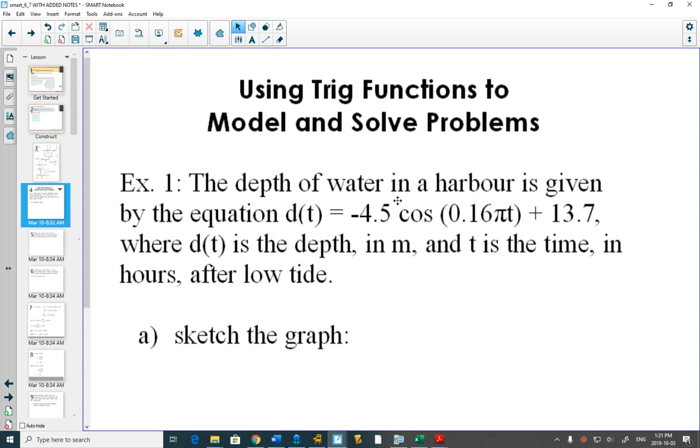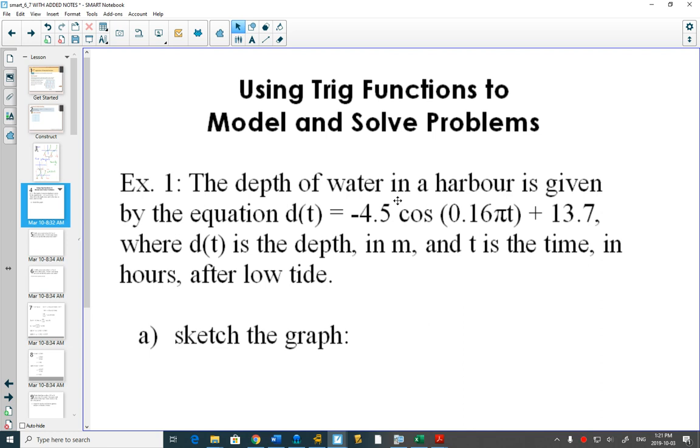So the depth of water in a harbor is given by this. Why is it sinusoidal? Tides come in and out. We live in Winnipeg, not near an ocean, but you have heard about tides, and you know that they come in and out, and they keep doing that over and over again. And they are very predictable. In fact, so predictable that you can make an equation that models the situation, and you can figure out how deep the water is going to be at different times.